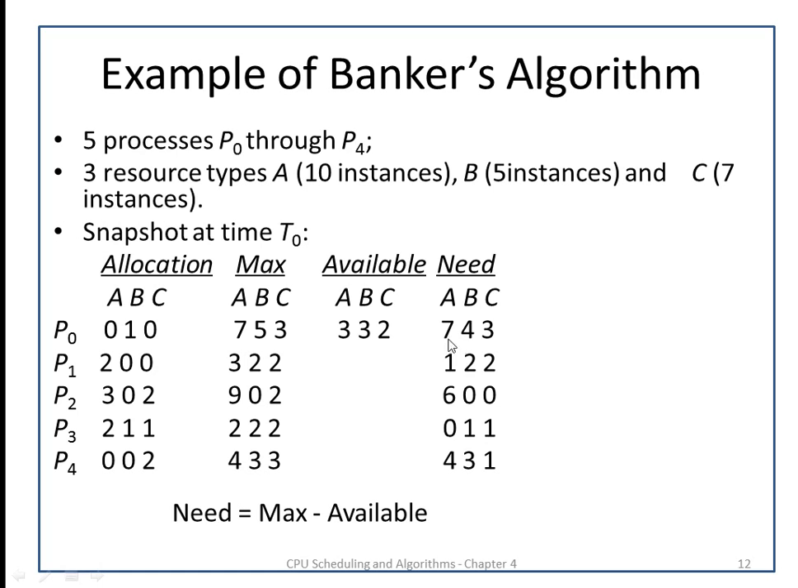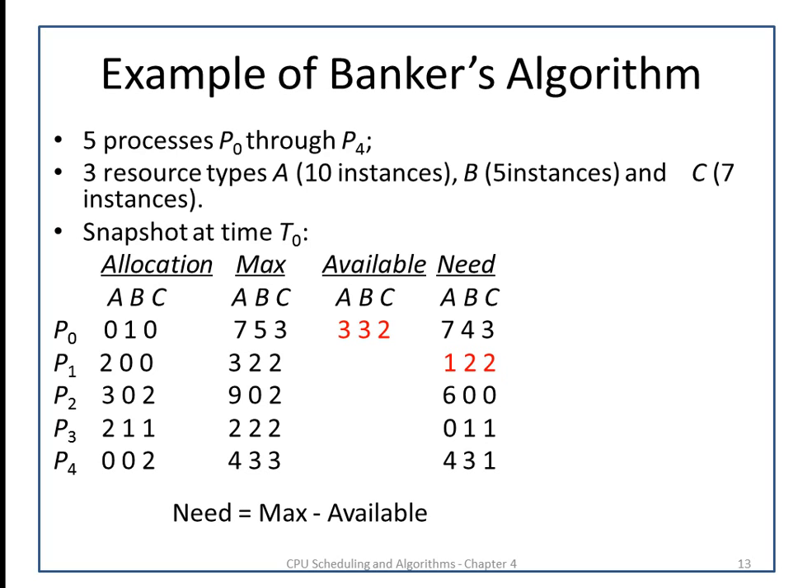Now the need of P0 is 743. This need cannot be satisfied with these available resources. So we will check the next process P1. The need is 122. So this need can be satisfied with these available resources. So these resources from this available can be assigned to the process P1 and it will complete its task and it will return back that resources to this available.